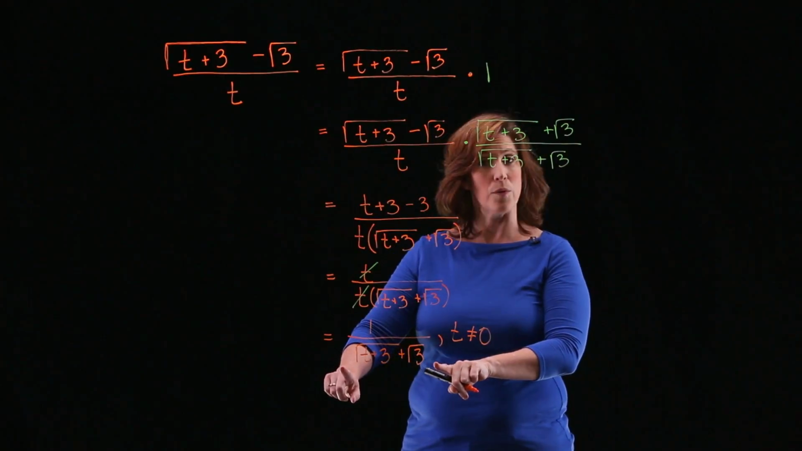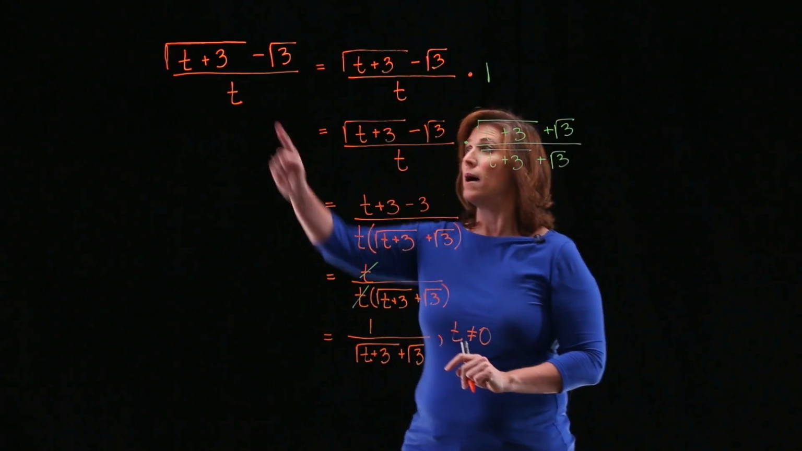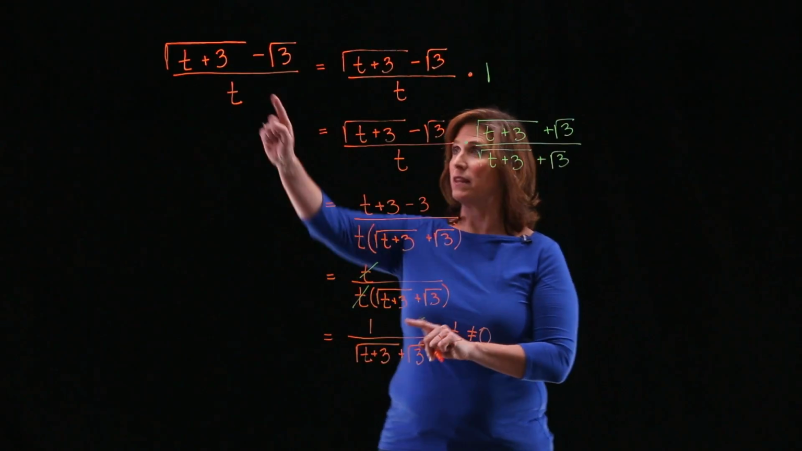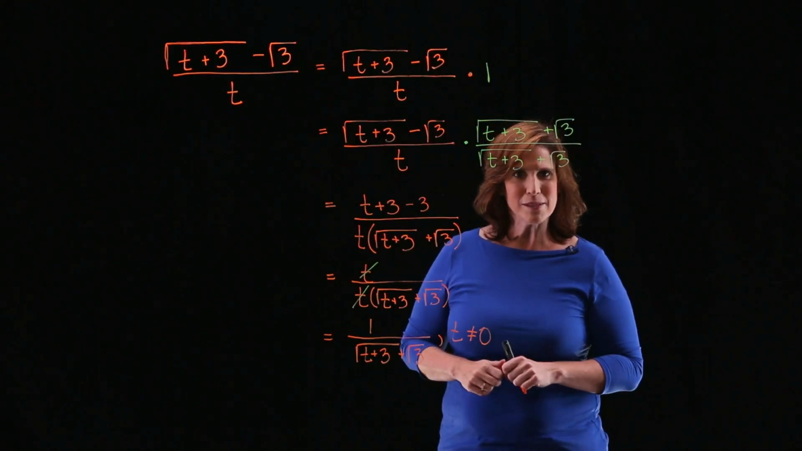Notice if t equals 0, in my answer I will get 1 over 2 root 3, but in my original problem I'll have undefined. So the only time that these two expressions are not the same is when t is 0.